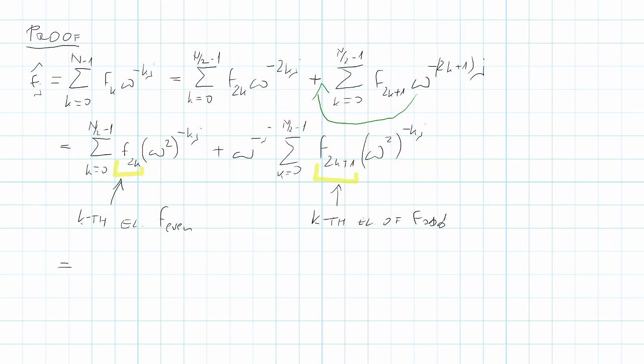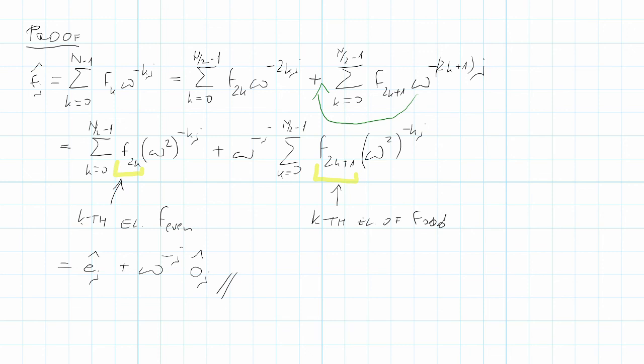So these two sums are just the coefficients of the Fourier transform of the f even and f odd. So this is nothing else but ej hat and oj hat, and of course here we have omega to the power minus j, oj hat. So this is a proof for the first formula, for the first half.